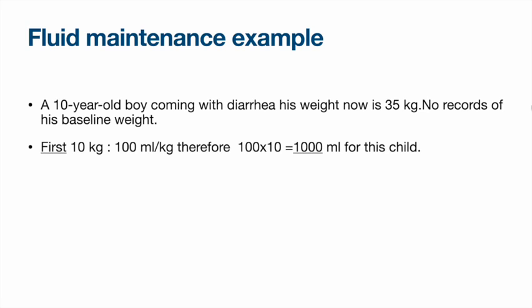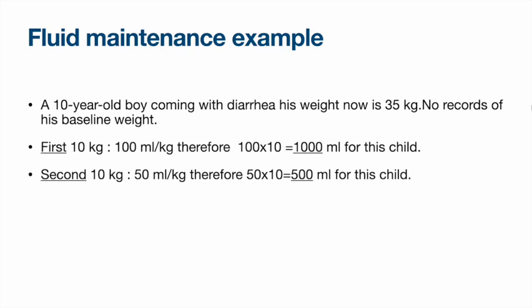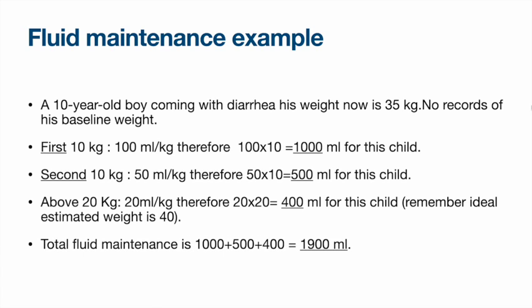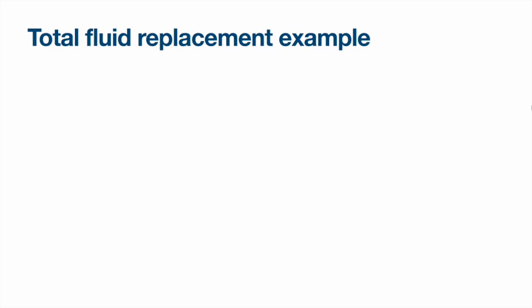So for the first 10 kilogram, we will multiply that by 100 ml per kg, and that will give us 1 liter. And then the second 10 kilogram, we will multiply it by 50 ml per kg, that will give us 500 milliliter. And then any kilogram above 20 kilogram, we will multiply by 20, so he is weighing another 20 kilogram above 20, so 20 by 20 will get us 400 milliliter for this child. Remember, it's for ideal estimated weight, so we did not multiply by 15 but rather by 20. So total fluid maintenance in this case, by combining all the numbers, is 1 liter plus 500 plus 400. That will give us a rough estimate of 1900.